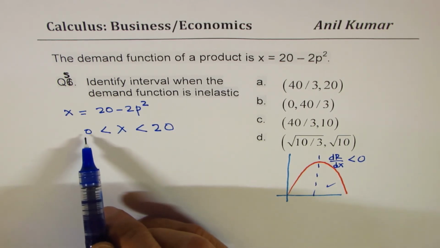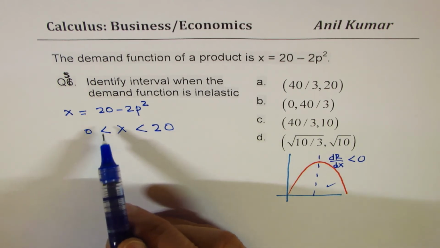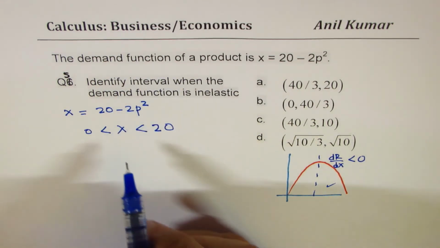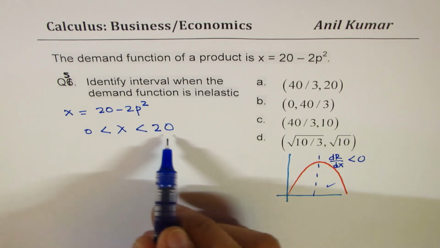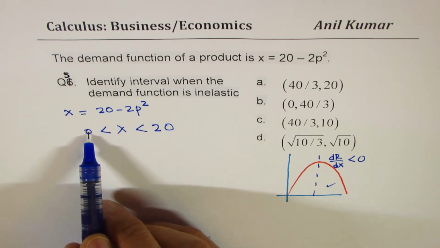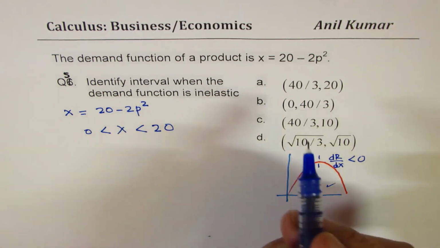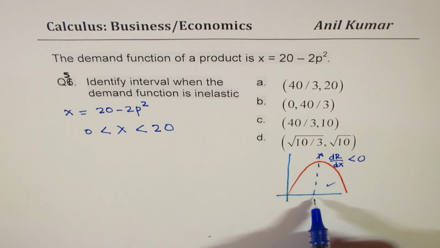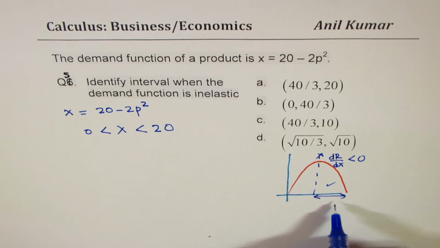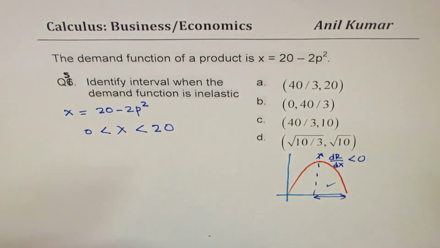Is that okay? You could include 0 items. Well, then you're not making any sales, so there is no demand. So normally we keep it open, right? So that is the domain for x for us. Now I'll again find the maximum value, and then we'll know the interval where it is inelastic, right?